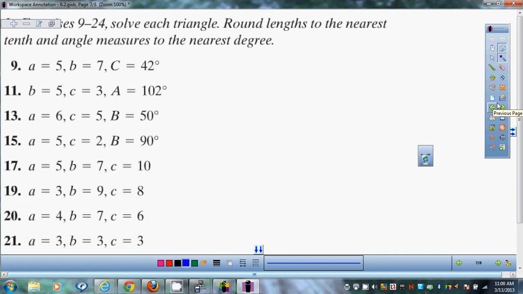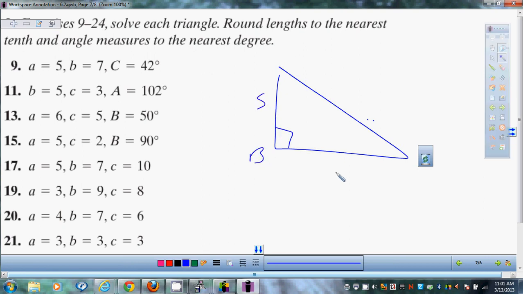15, because it's a right triangle. 15's fun because you can use anything you want in the entire world to solve it. It is a right triangle with angle B, and we know that the two legs are 5 and 2. So to solve this triangle, you could use the Pythagorean theorem and SOHCAHTOA. You could use the law of cosines. Let's see, this is A and B. Nope, C. Thank you, yes. Which angle do you want to solve for? C. All right, using the law of cosines.